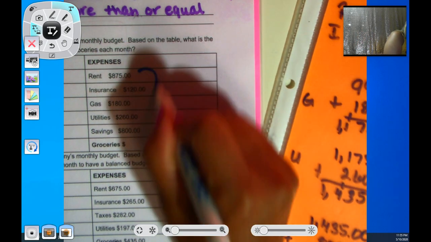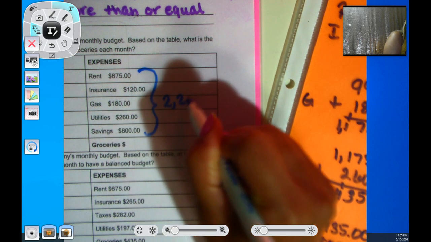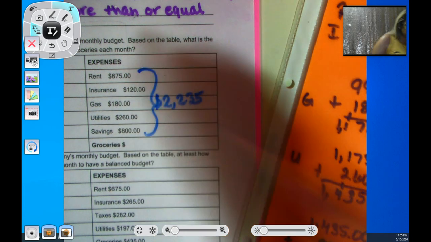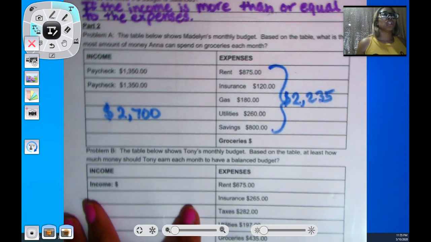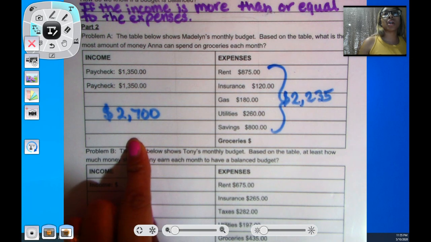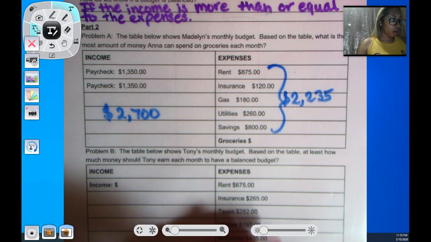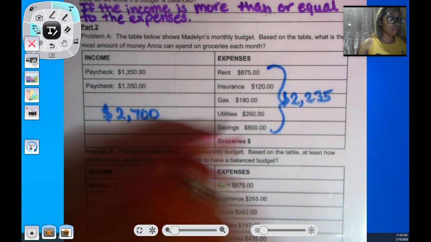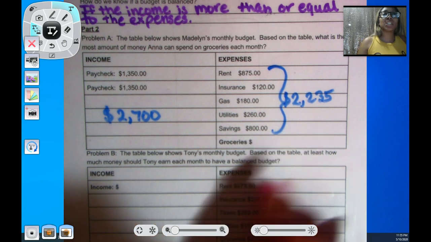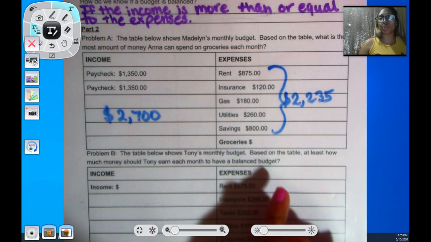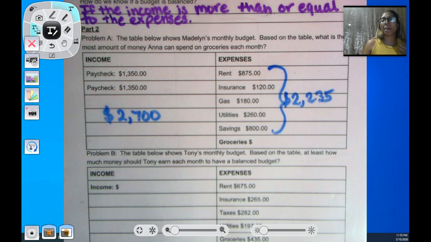So all of this is $2,235. So she has, let's go back here. She has $2,700 in income. Her rent, insurance, gas, utilities, and savings brings its expenses to $2,235. But she still has to buy groceries. We want to know the max amount of groceries that she can buy. So we want to know how much she has to spend if she goes to the grocery store right now.